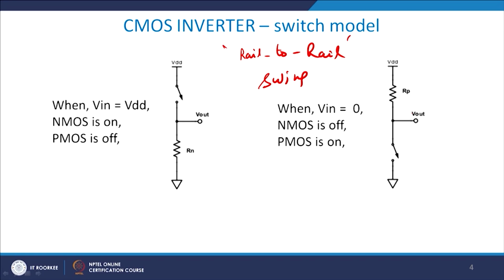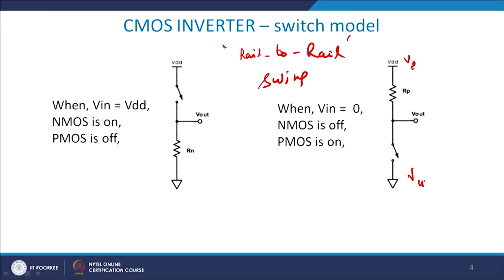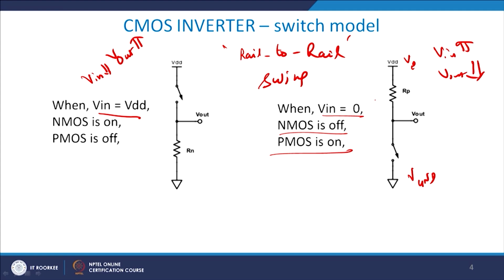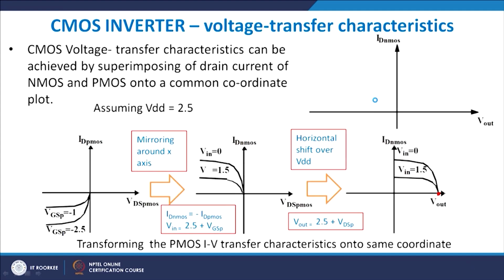What does it mean, rail to rail swing? It gives me right from VDD to VGND, the whole signal can be used directly. So, when my V in is low, my V out is high, and when my V in is high, V out is low, and it exactly behaves like an inverter. It mimics the behavior of an inverter. If you look very carefully, when V in equals 0, NMOS is off and PMOS is on, and we are able to achieve a much better design in this case compared to the previous cases.